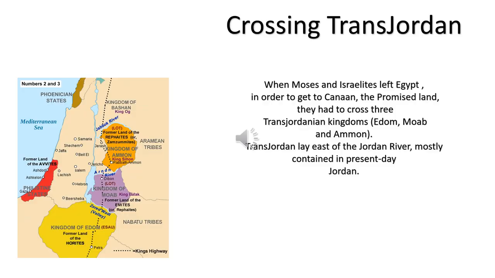When Moses and Israelites left Egypt in order to get to Canaan, the Promised Land, they had to cross three Transjordanian kingdoms, the kingdom of Edom, Moab, and Ammon. Transjordan lay east of the Jordan River, mostly contained in present-day Jordan.